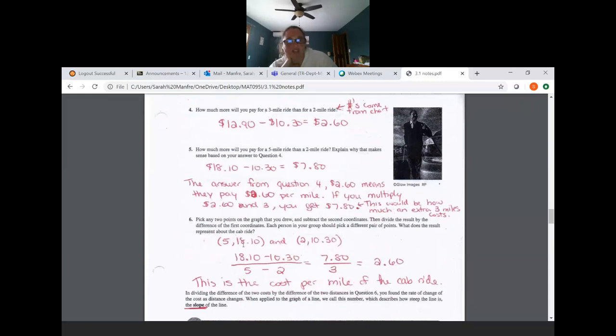5 miles cost $18.10. 2 miles cost $10.30. Notice I'm subtracting the y's, 1810 minus 1030, and I'm subtracting the x's, 5 minus 2. Then you get this, okay, I did top, subtract top, 780, subtract bottom, you get 3. Divide those 2 and you get 260. And this represents the cost per mile of the cab ride. And we keep getting $2.60, so hopefully that number is sounding very important right now.